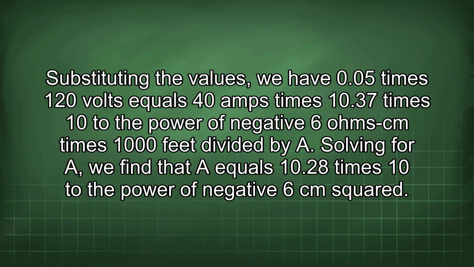Substituting the values, we have 0.5 times 120 volts equals 40 amps times 10.37 times 10 to the power of -6 ohm cm times 1000 feet divided by A. Solving for A, we find that A equals 10.28 times 10 to the power of -6 cm squared.